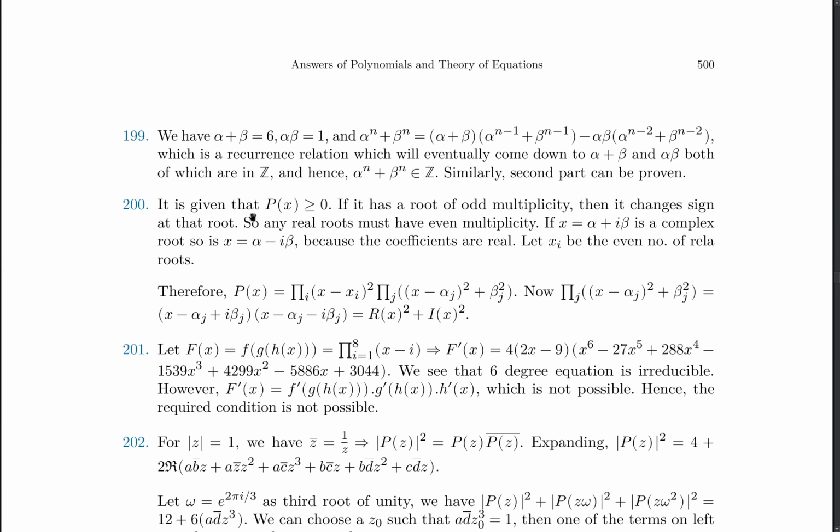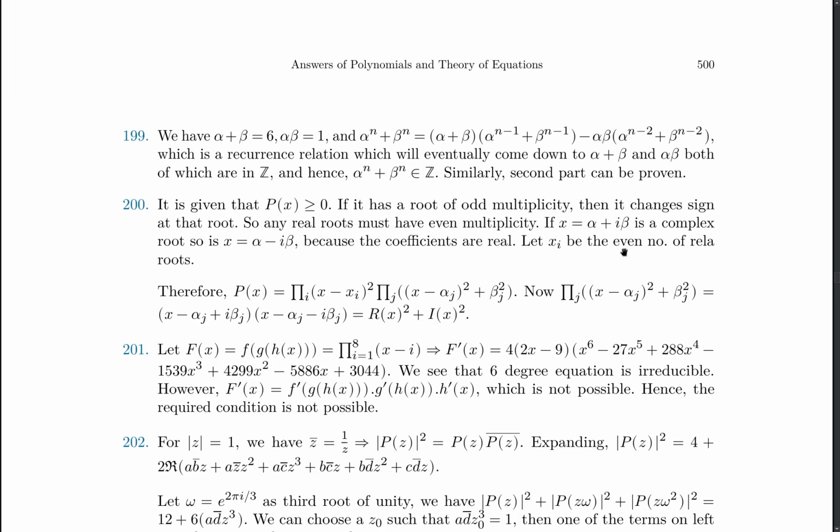Now we are given that p(x) is greater than or equal to 0. If it has a root of odd multiplicity, then it changes sign at that root. So any real root must have even multiplicity. If x is equal to alpha plus i beta is a complex root, so is x equal to alpha minus i beta, because the coefficients are real.